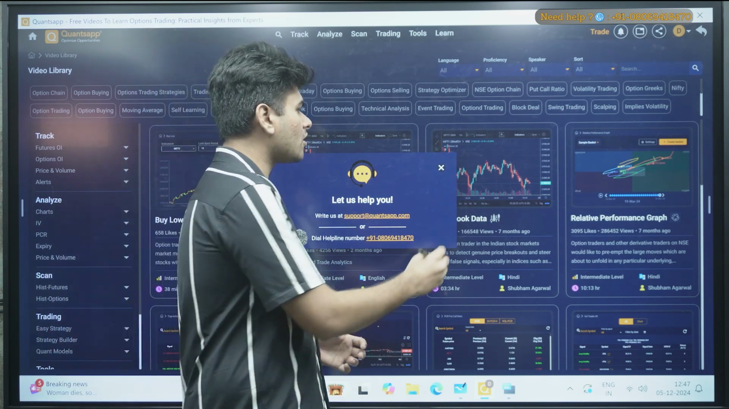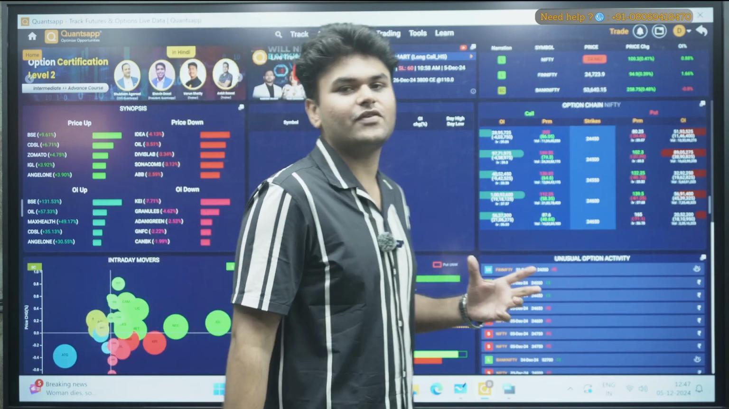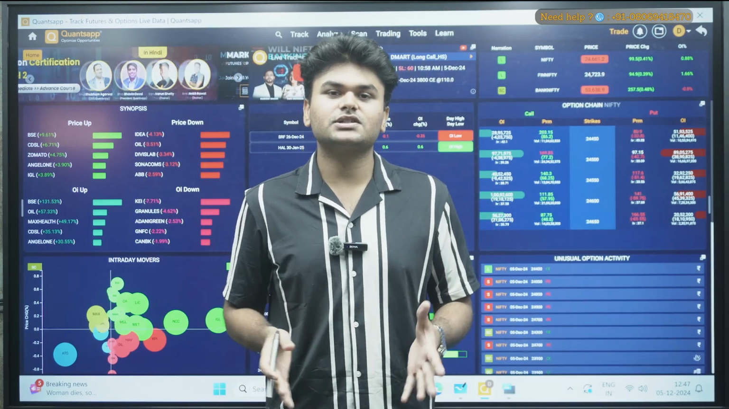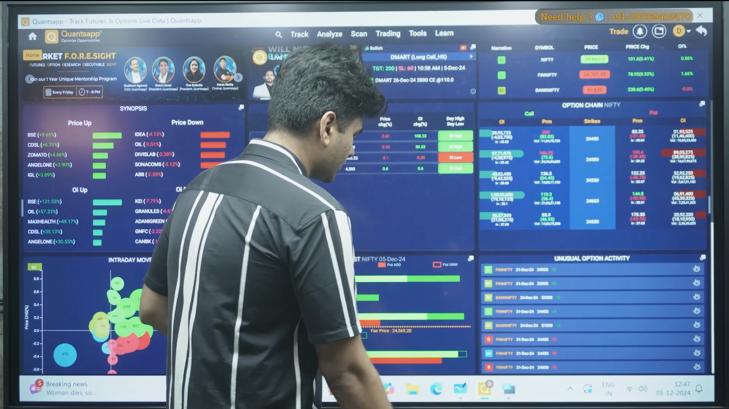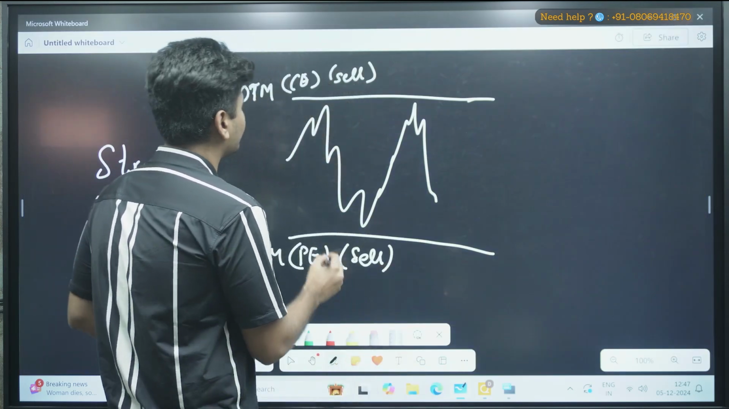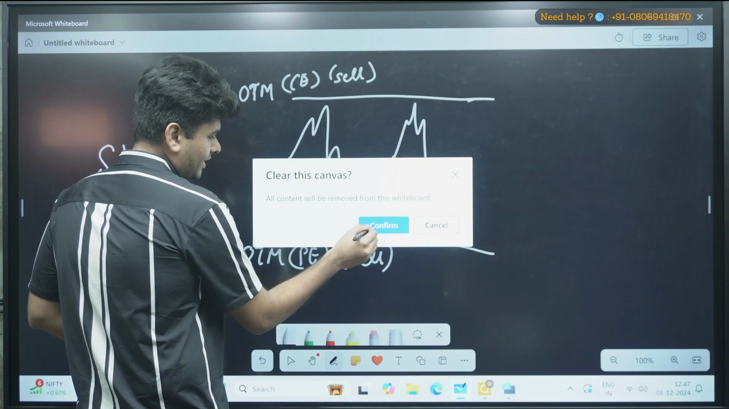Now, let's jump on to the topic and understand what Bollinger Bands are, how they help us identify these levels, and how they help us identify a significant trade. Now, we'll go on the board and understand how you can use Bollinger Bands.